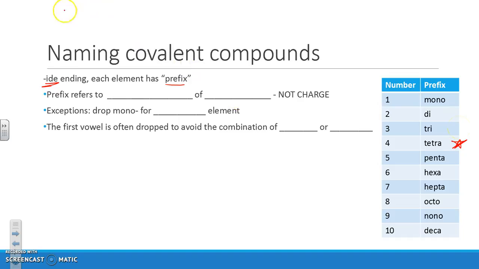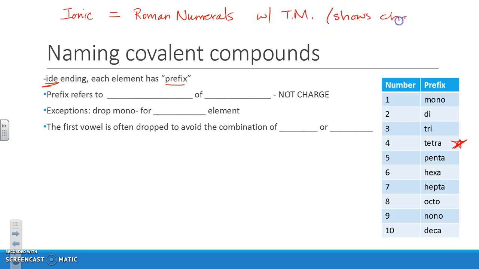Okay, so remember, when we name an ionic compound, we use Roman numerals, right? And the Roman numerals, we only use them with transition metals. TM stands for transition metals, and it shows the charge. And it's the charge, yes, I'm reviewing, charge on the metal. So if you didn't know that, shame on you. All right, well here, the prefix refers to the number of atoms, not the charge.